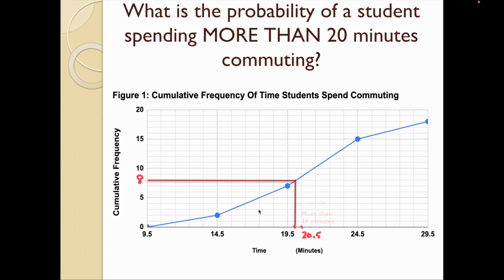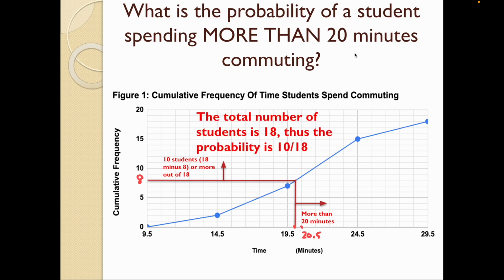This time it says what? More than. So if it's more than here, we're going up here, which is more than. So 10 students did more than 20 minutes. Okay, so 18 students is together, but only 10 did more than 20 minutes. Does that make sense? Yeah. So therefore, the total number of students is 18.